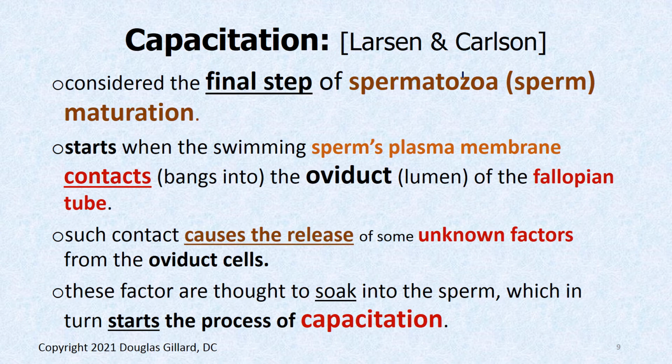So capacitation, let's talk about first. This is considered the final step in sperm maturation, and it occurs when the swimming sperm's plasma membrane bumps into the lumen of the fallopian tube.